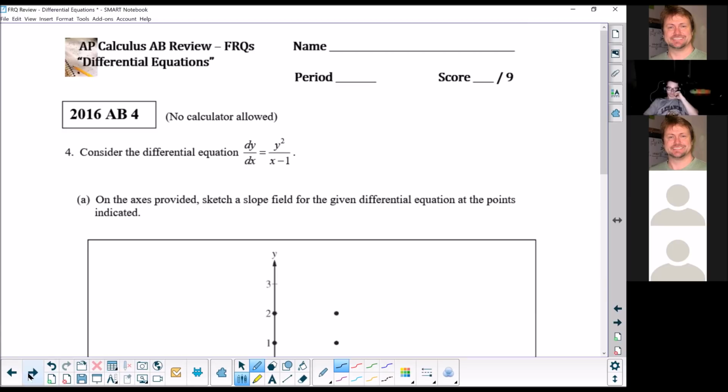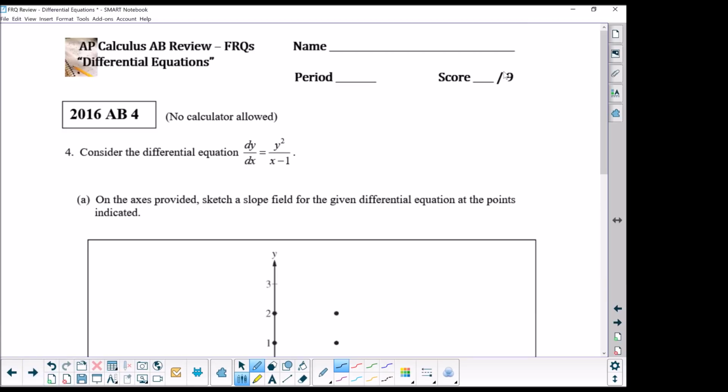So without further ado, we are going to start our 2016 AB4. So this is obviously a no calculator problem. Anything that runs questions 3 through 6 on the free response would be no calculator. It's very likely your differential equation question will not have a calculator. And 7 out of the last 8 exams have featured a differential equation.